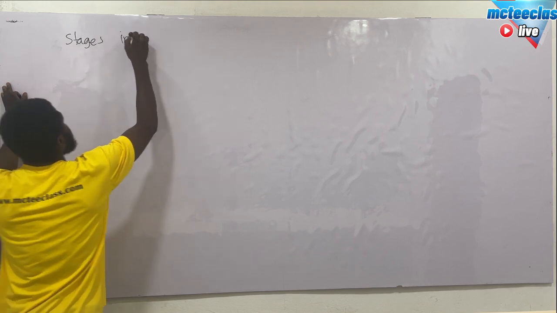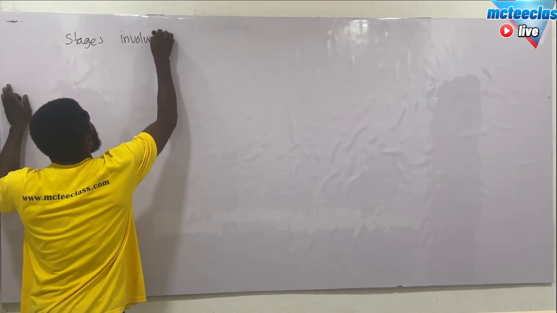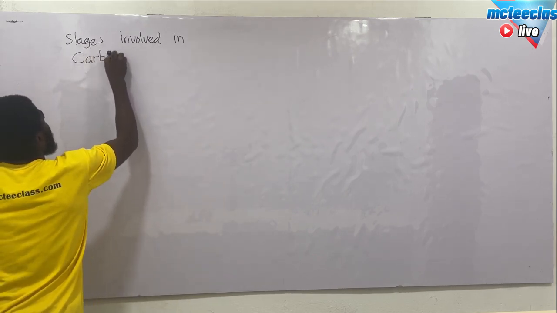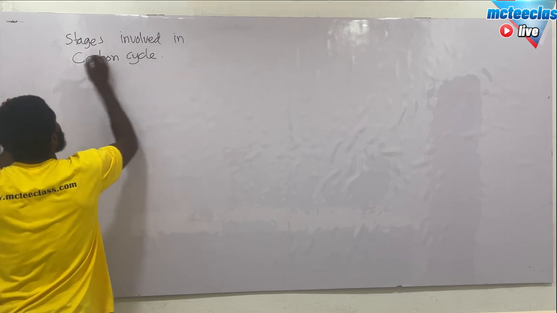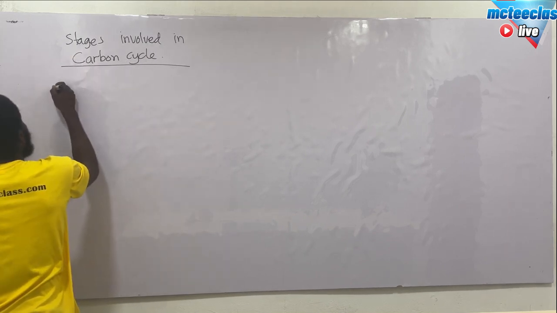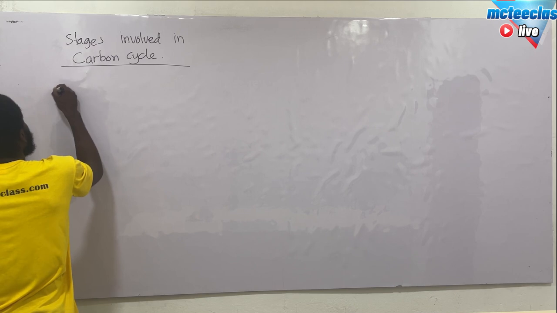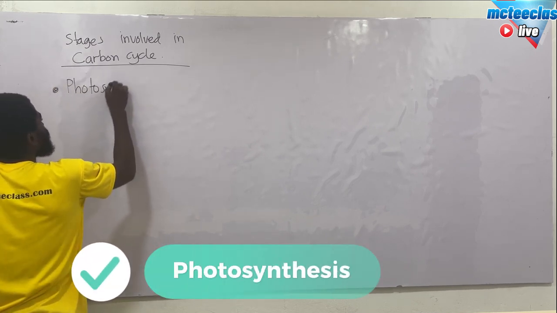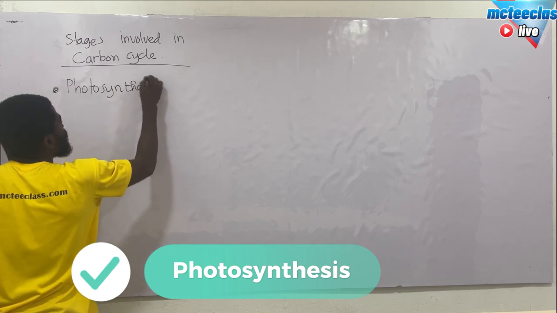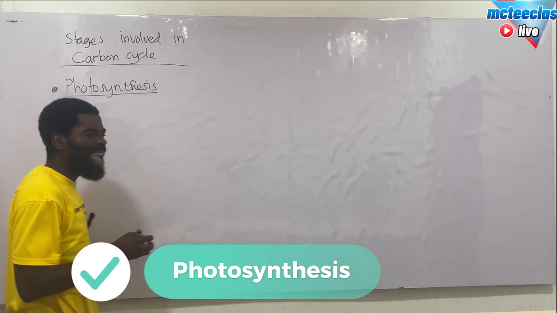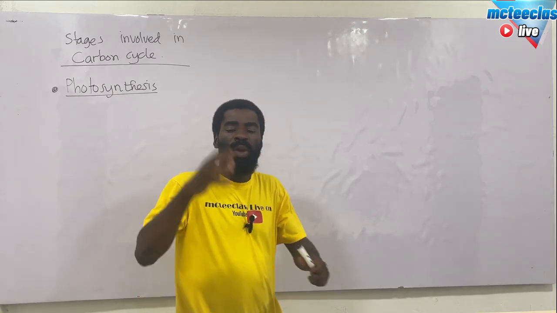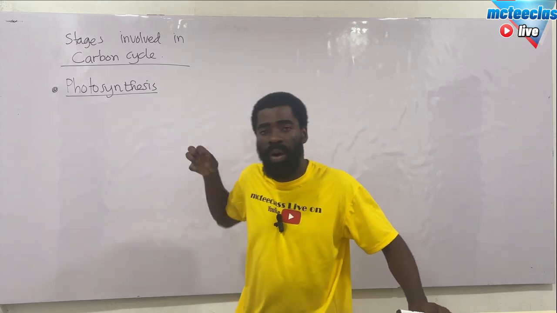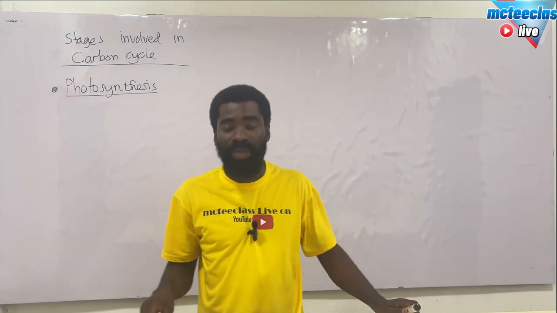Stages involved in the carbon cycle. The first stage here is what? Photosynthesis. The first stage. And this is the stage that, out of the four we mentioned, is the only stage that removes the carbon dioxide from the atmosphere.